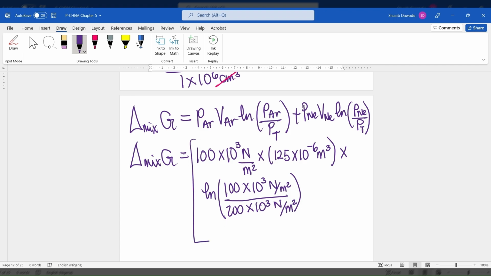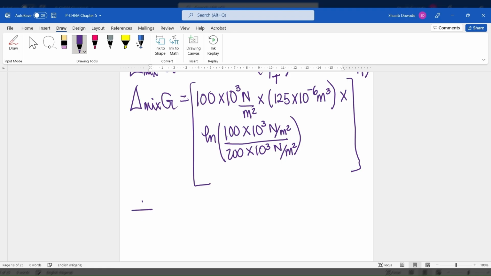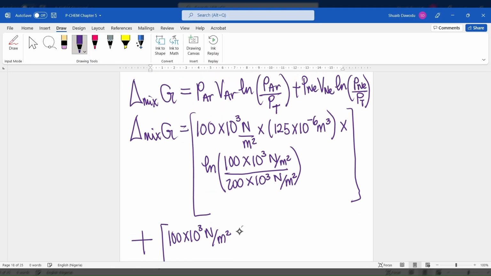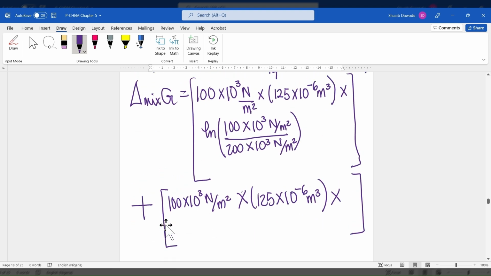So all of this information here, plus the one for neon, because we've only written the one for argon so far, which is simply 100 times 10 raised to the power of 3 Newton per meter squared. That's the partial pressure of neon, multiplied by the volume of neon, which is 125 times 10 raised to the power of negative 6 meter cube, multiplied by ln of 100 times 10 raised to the power of 3 Newton per meter squared, divided by 200 times 10 raised to the power of 3 Newton per meter squared.